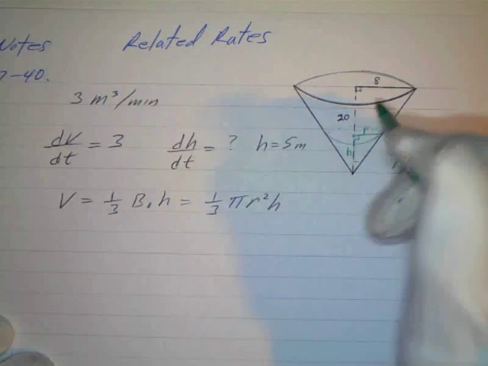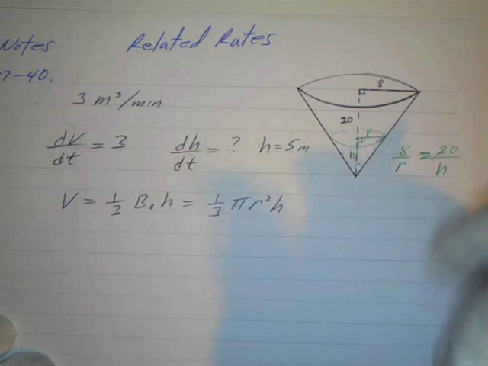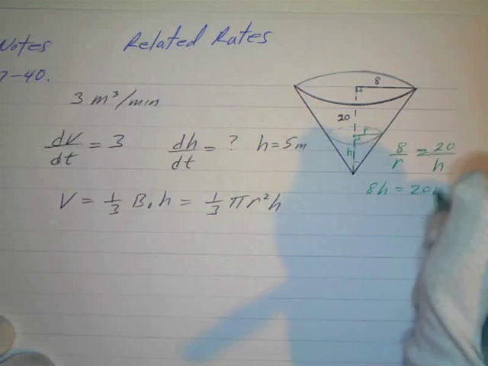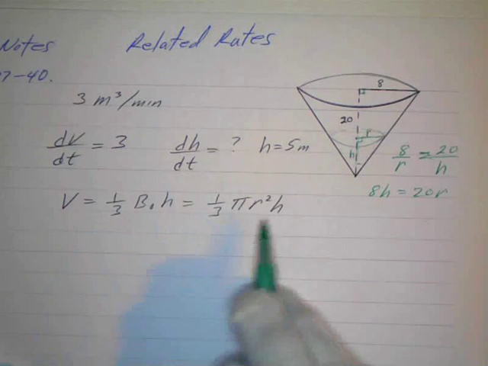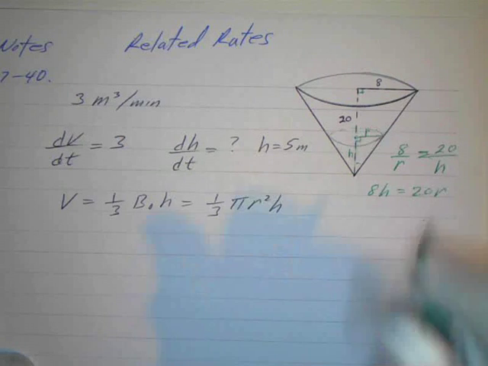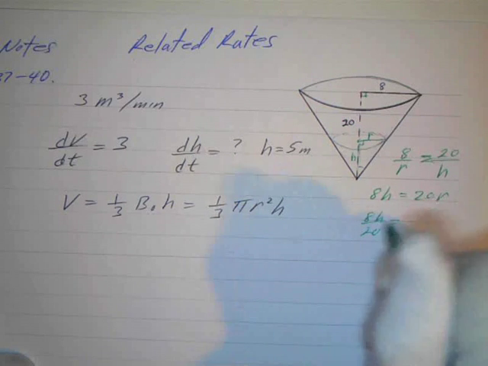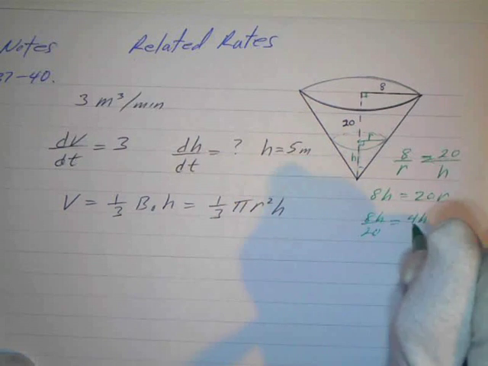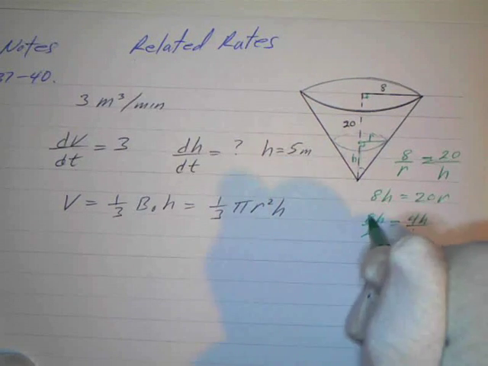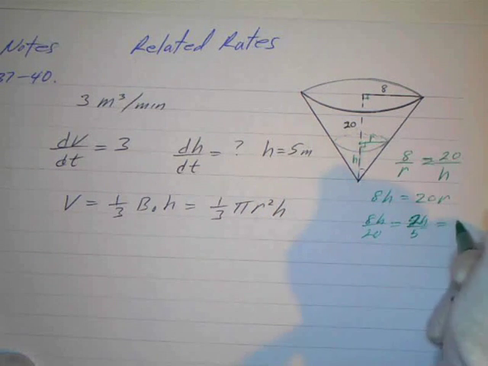These two ratios are the same because these triangles are similar by angle. And then I can just cross multiply, so I get 8h equals 20r. And I want to reduce the r because I'm looking for dh/dt, so I want to get r in terms of h, so I'll just divide by 20, so I got 8h over 20. And I can reduce that to be 4h over 5. I'm sorry, 2h. Excuse me. 4 goes in there twice. 2h over 5. That equals r.